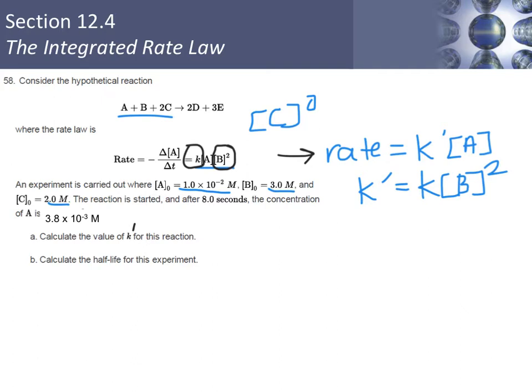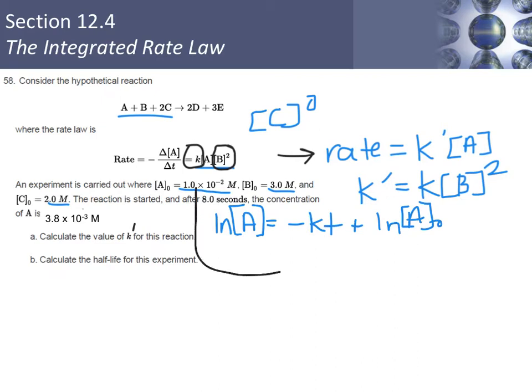So in part A, we're going to calculate the value of the pseudo rate constant. And we get to use the integrated rate law for first order, since the reaction is first order with respect to A. Okay, so the natural log of the concentration of A equals negative kt plus the natural log of the initial concentration of A. And we can plug in what we know.